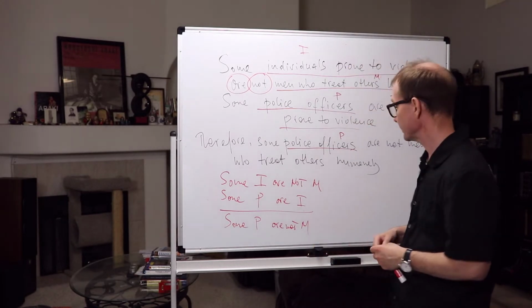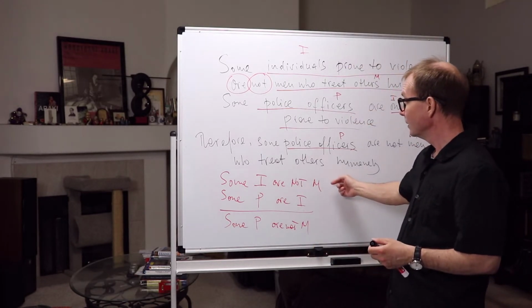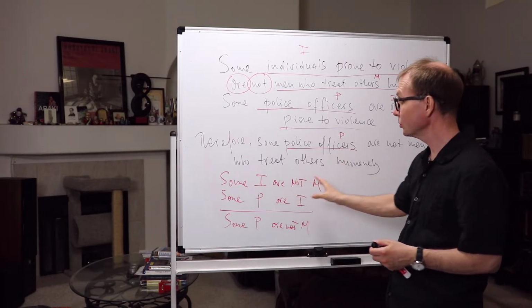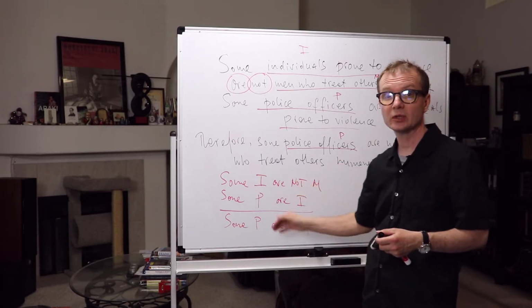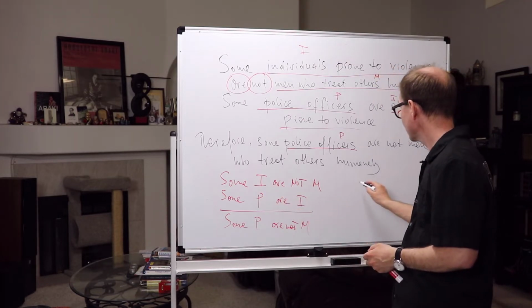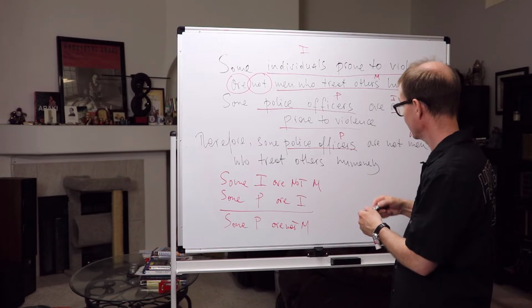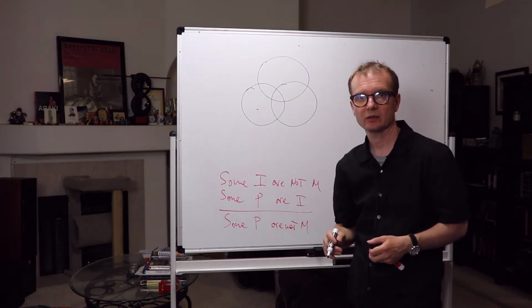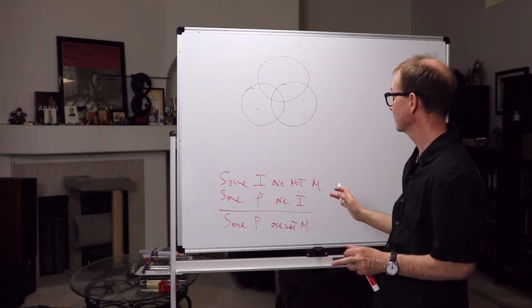Now let's take a look. First of all, where do you start? Of course, you don't have any universal premise, so you just can start on top. You do your three circles. Just get some space here. All right. So this is our three circles.